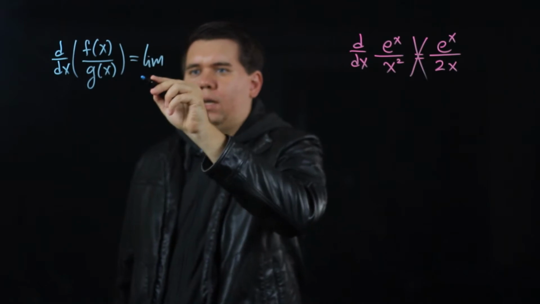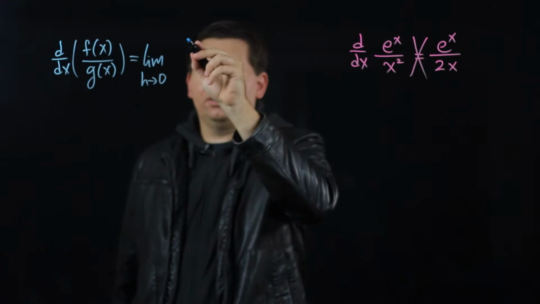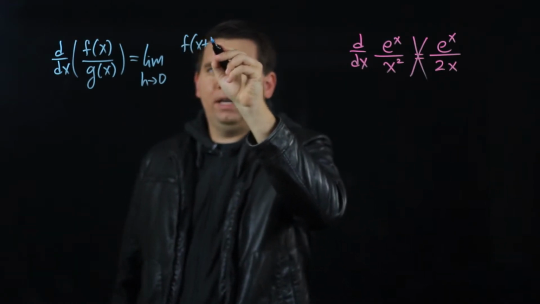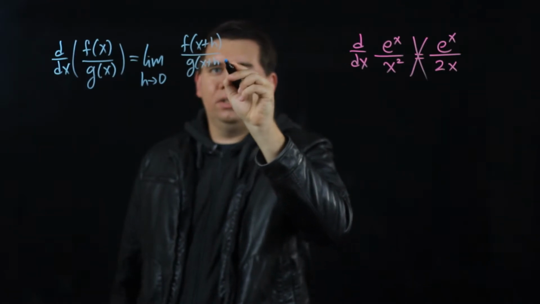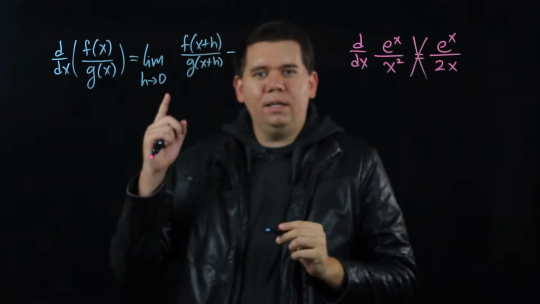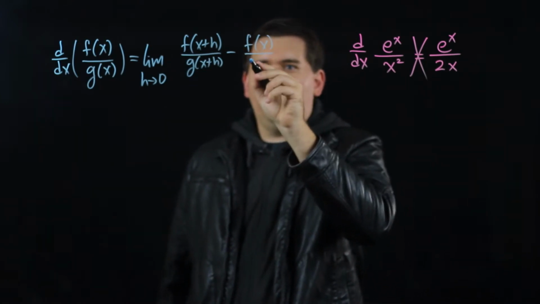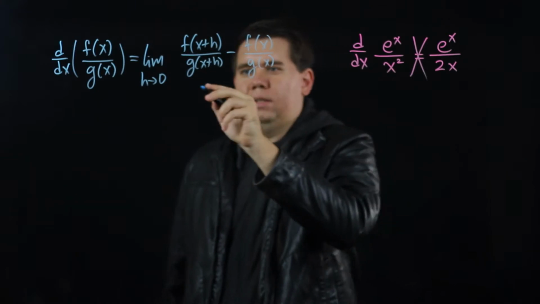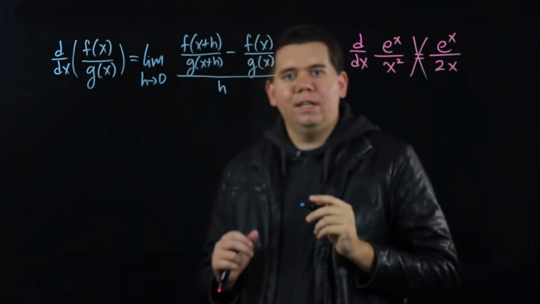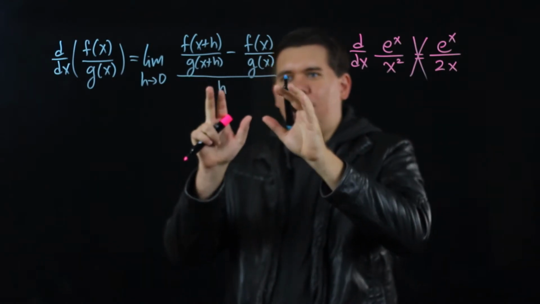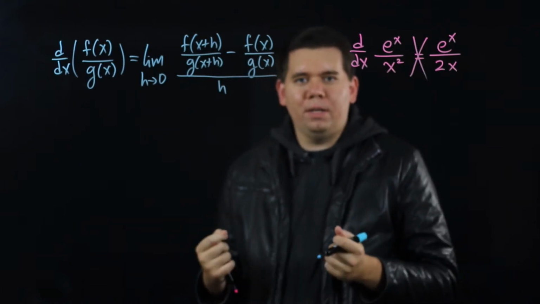The limit, as h goes to 0, of plug in x plus h, f of x plus h over g of x plus h, minus plug in just x, f of x all over g of x, and then divide the whole thing by h. Now, again, this maybe doesn't seem very revealing, like what does that give you? But let's begin doing some algebraic manipulation.